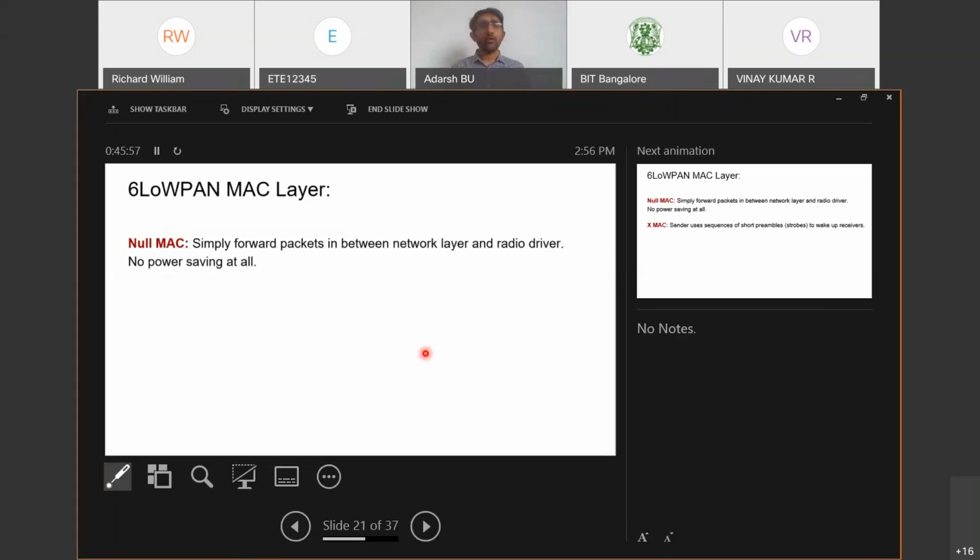For example, if I'm going to design a device which is always connected to power, I'm not bothered about power. In that case it is very good to make use of a null MAC, because it simply forwards the packet between the network layer and the radio driver, with no power saving at all. This point is very important. It assumes that the receiver is always awake to receive the packet, so the receiving device is not going to sleep mode. The power consumption is very high, it is zero power saving. So nullMAC is good, but the use case we are developing has to be connected to a source of power all the time.